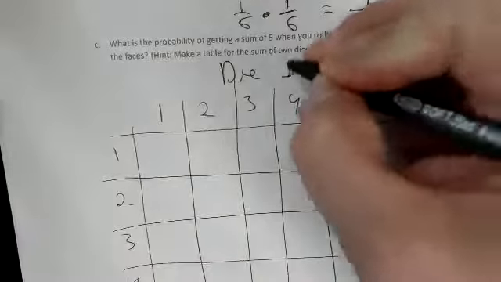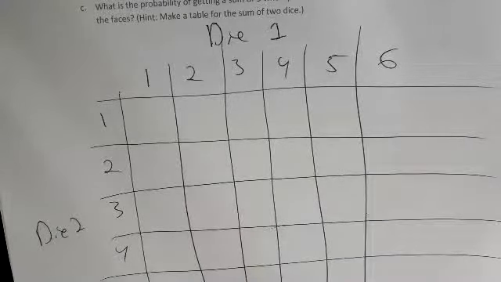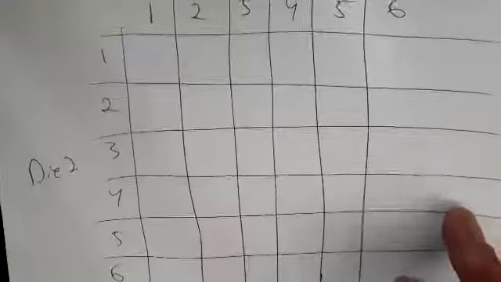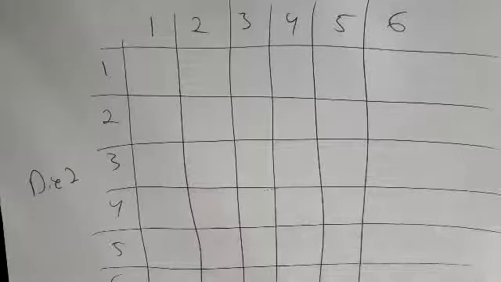So this is like die 1 over here, right? And this is like die 2. However you want to do it, you can swap them up. It's not gonna matter too much. On the inside here, let me do it maybe with a different color. I want to do the sum on the inside.